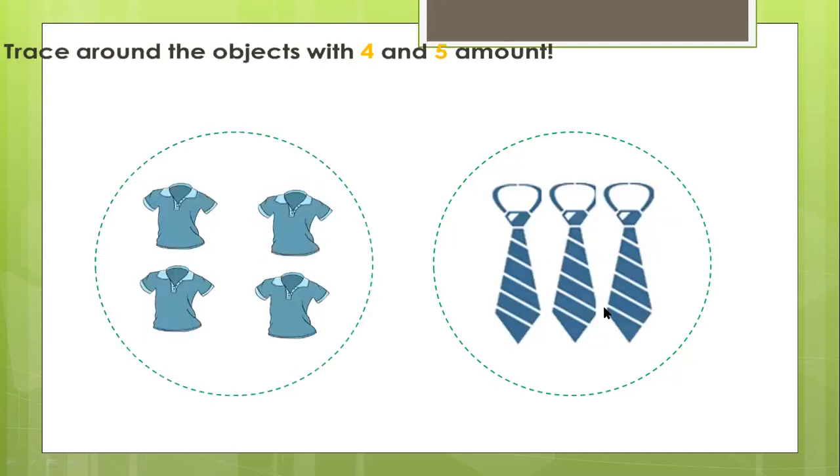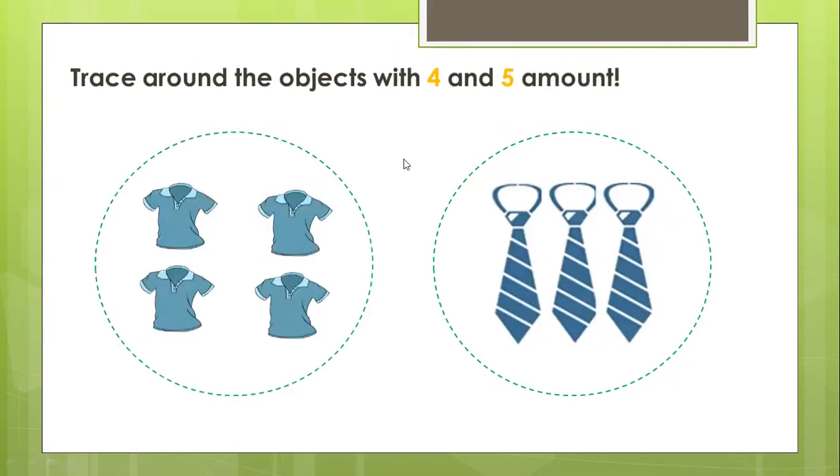Let's move on. What does it say with this sentence? Trace around the objects with 4 and 5 amount. Okay, 4 and 5. Look, these are t-shirts. Right. Do you have shirts at home? Actually, this is called polo shirts. Okay, do you have polo shirts at home?